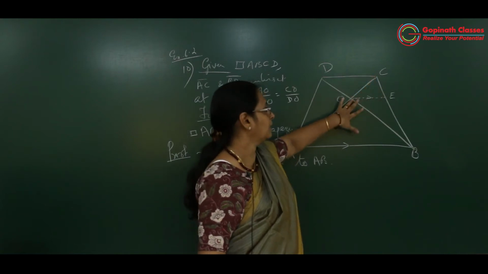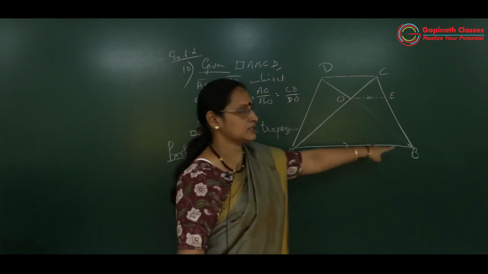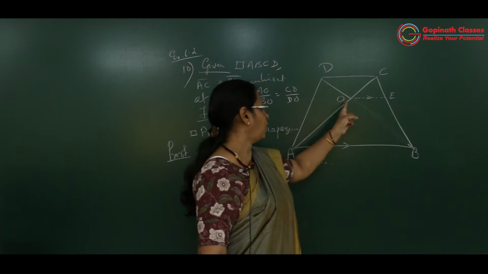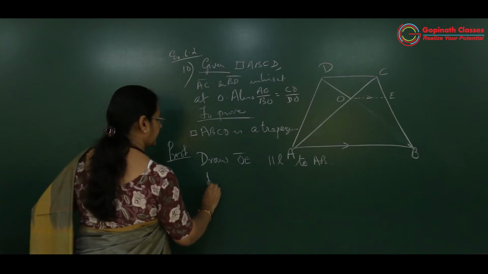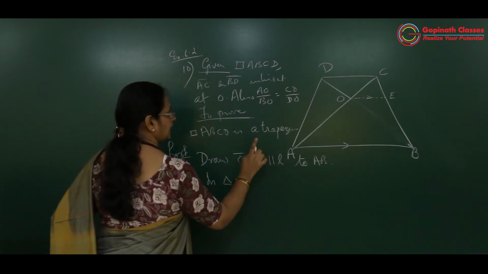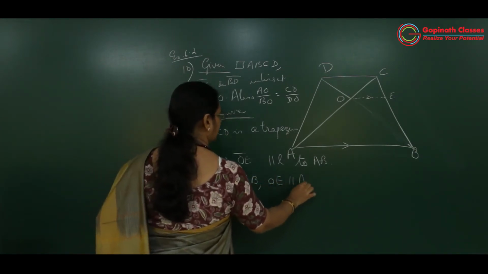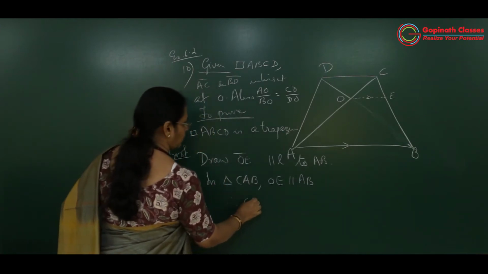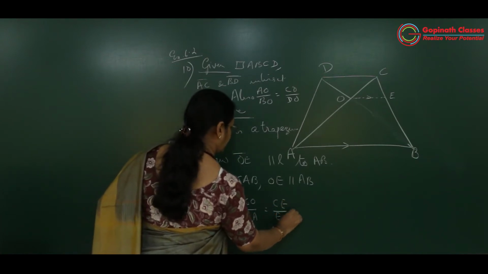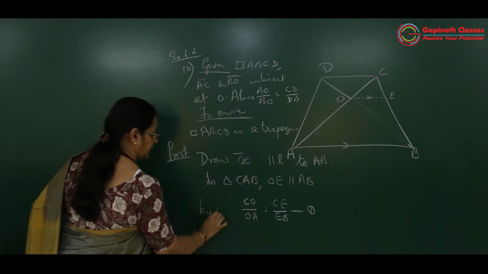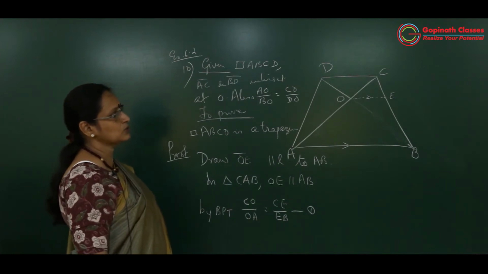So what will come by BPT? If you are forgetting about this line, look, it's very clear, it's a triangle. These two are parallel, so we can apply BPT. In triangle CAB, OE is parallel to AB. Therefore, CO upon OA is equal to CE upon EB. Put it as 1, by BPT.